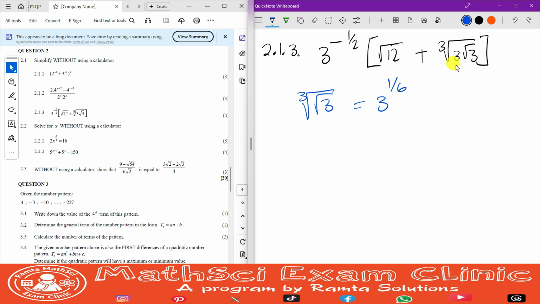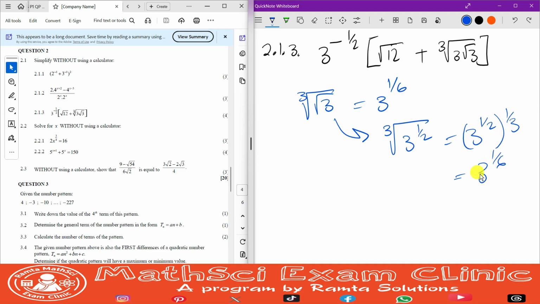Why am I saying that? It's because you say cube root, and then what is square root of 3? It is 3 to the 1 over 3. Right? Further, this can then be 3 to the power half, and cube root is power 1 over 3. Hence, half times half would be 1 over 6. You guys get it, right?